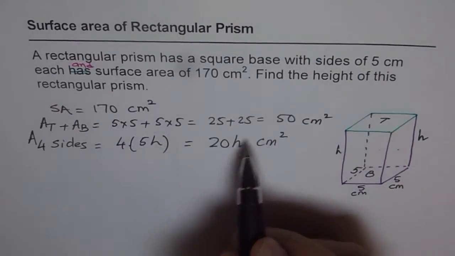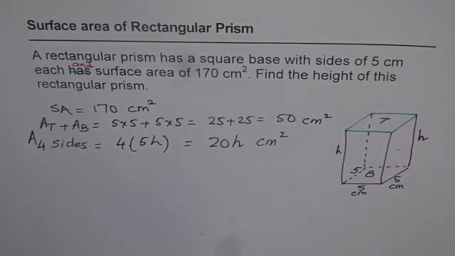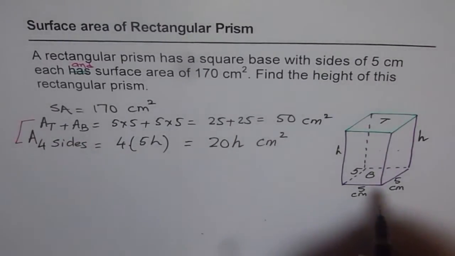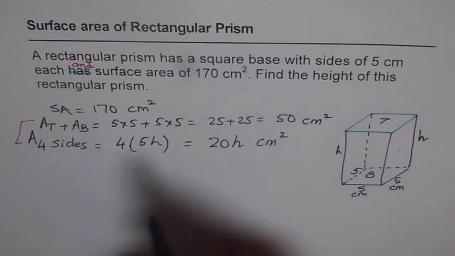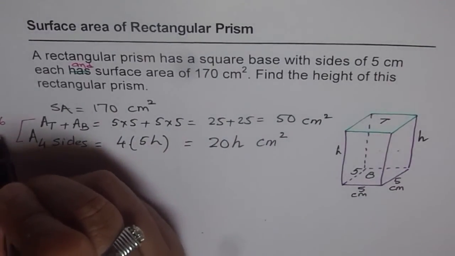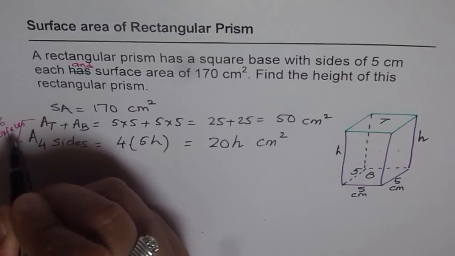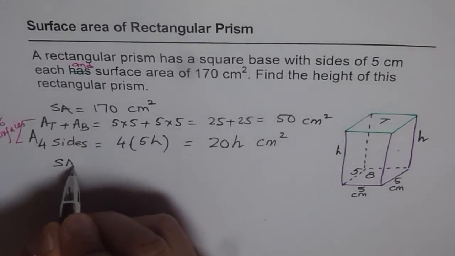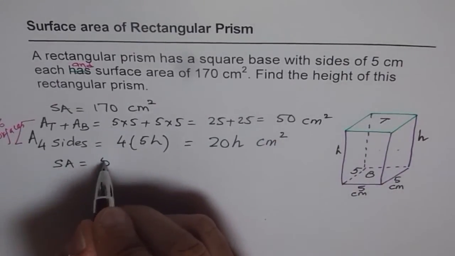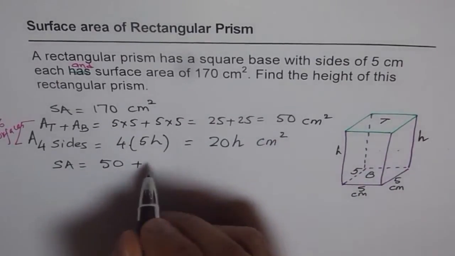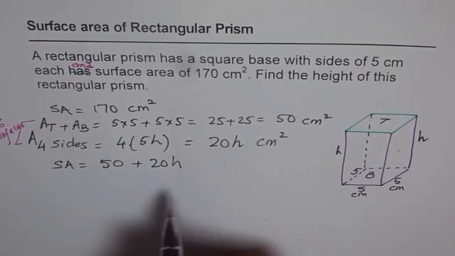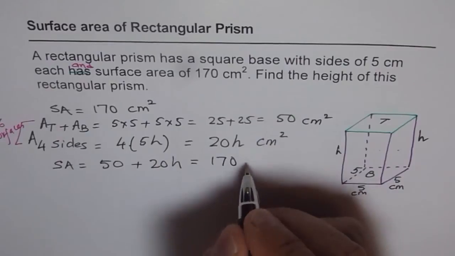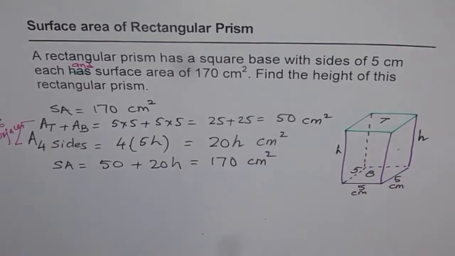So surface area is a combination of these two, right? When we add these two, we get surface area of 6 surfaces. 2 and 4, 6 surfaces. So we can write down here that total surface area is equal to 50 plus 20 times h. And it is given to us as equal to 170 centimeters square. Correct? That is what is given to us.